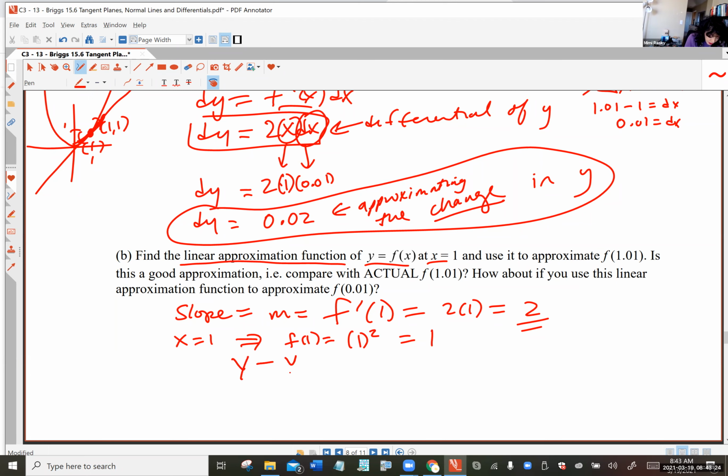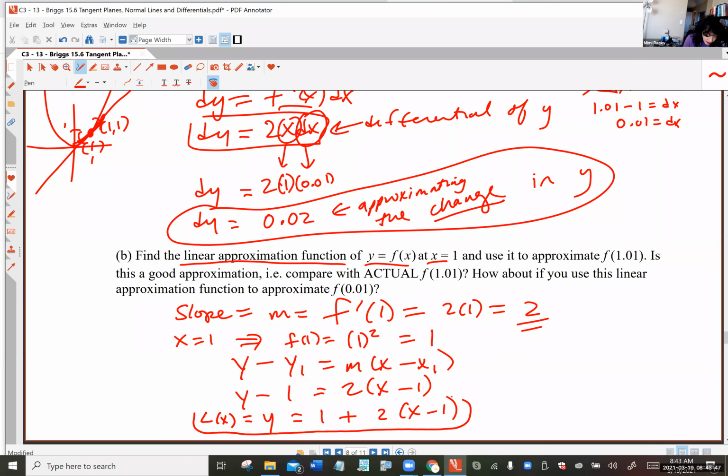So now when we use this point slope form for the equation of a line, we get this. And then if I rearrange it by adding 1 to both sides of the equation, there is my linear approximating function. And the book calls this L of x. But it's just your tangent line, that's all. Okay, so we did that. We found the linear approximation function.